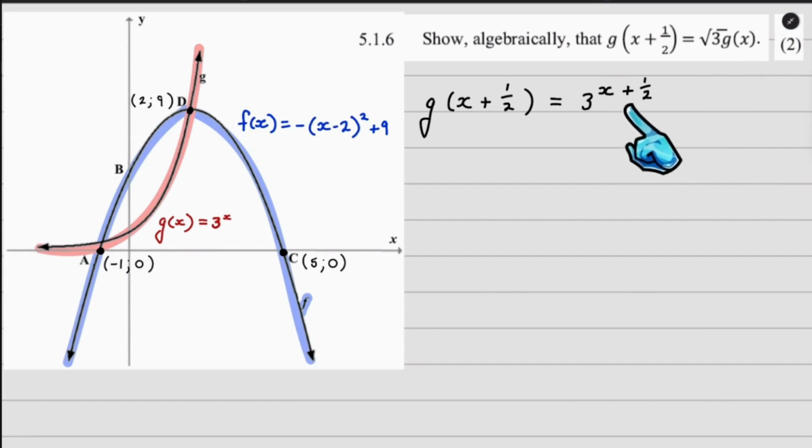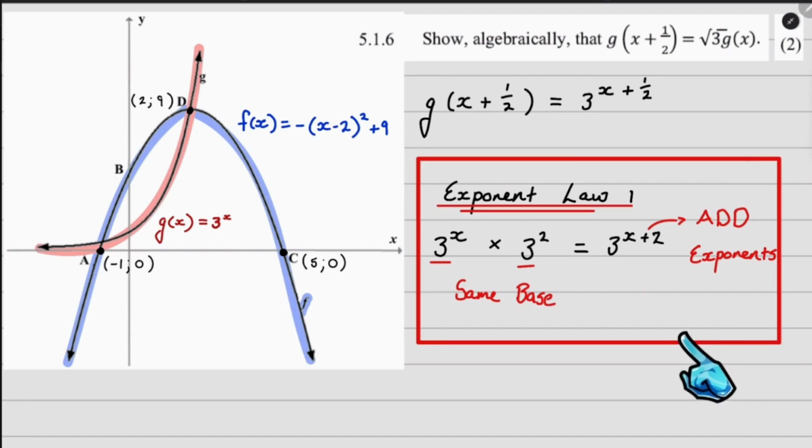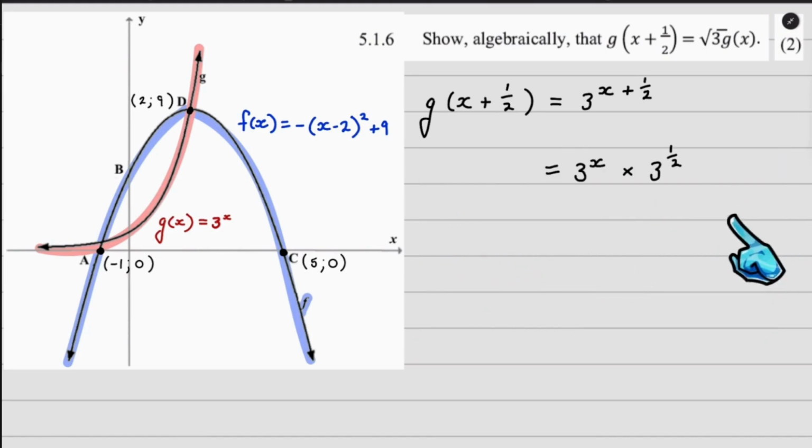So I'm going to use an exponent law to split this up. And it's law 1 of exponents. Law 1 of exponents states that if you have the same base and you're multiplying, you add the exponents. But I'm going to do this in reverse. I've got this side and I'm going to split it up into this side. So you can notice how I've split that up: 3 to the power of x times 3 to the power of half.